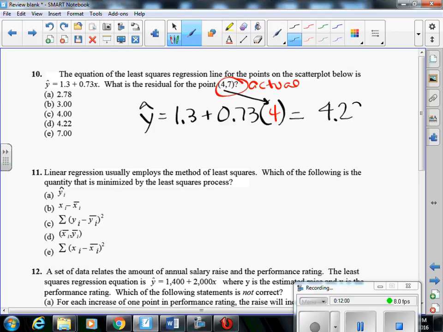of 4.22. Then remember, to find a residual, I'm going to say actual minus predicted. My actual was 7, because that's what we found it to be, and then my predicted was 4.22, and so that gives me a final answer of A. So even just giving you a point and a predicted line, you should be able to finish this problem out.